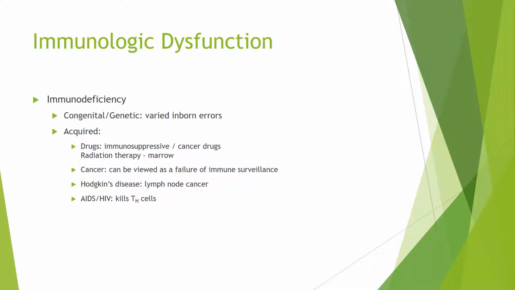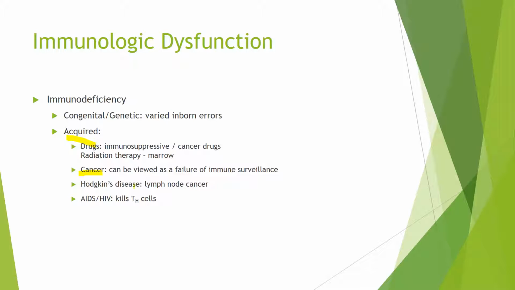Acquired, so these could be due to several different reasons. The first one we're looking at is different drugs. Immunosuppressive drugs or cancer drugs can decrease and inhibit the immune system, mostly attacking the bone marrow, so with our B cells. Also cancers, these are viewed as a failure of the immune surveillance, and so instead of killing cells, we usually will have an increase in production of cells.